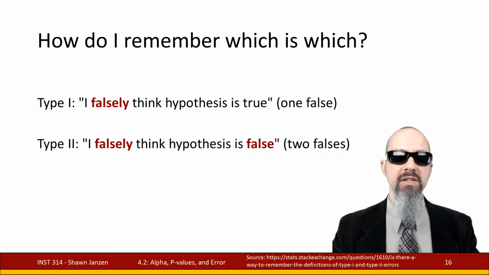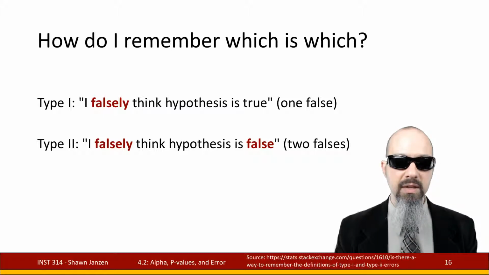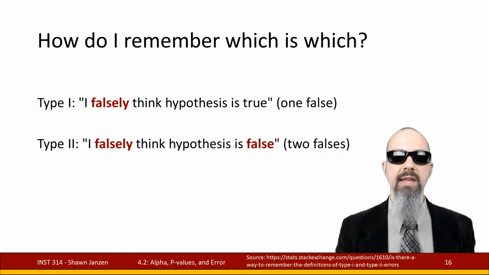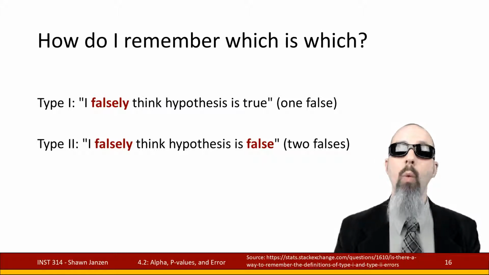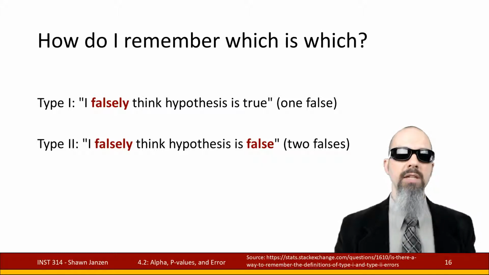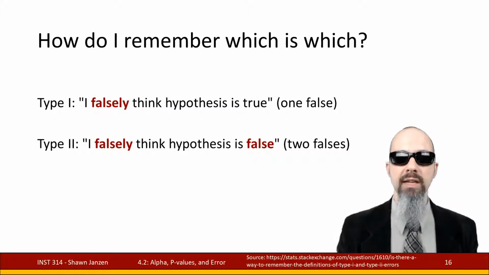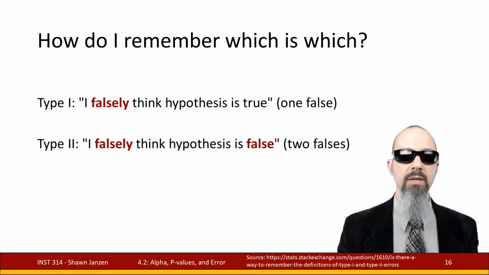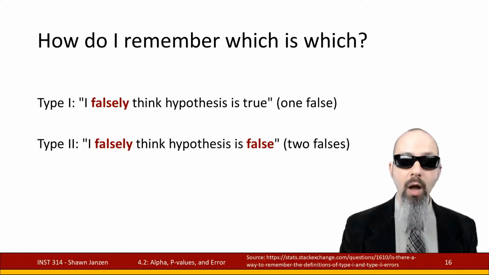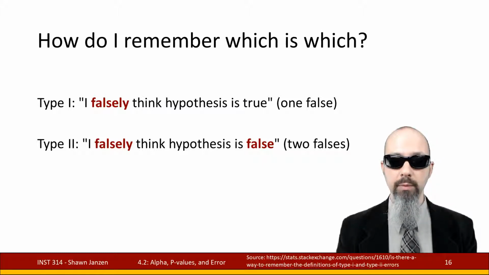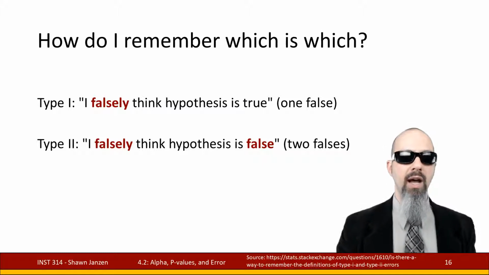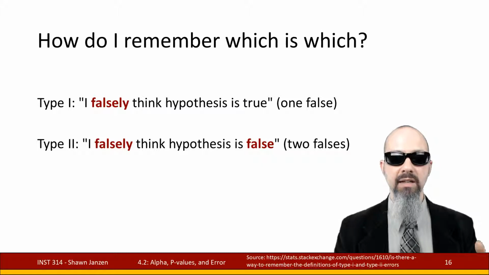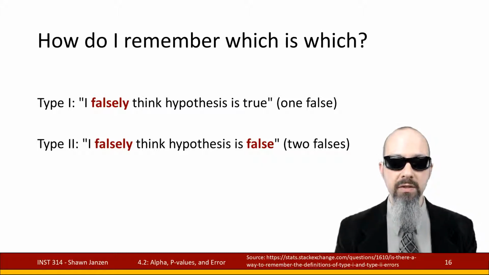And we're going to do these in terms of negative statements. Type 1, we can use the statement, I falsely think the hypothesis is true. 1 false. Type 2 can say, I falsely think the hypothesis is false. 2 falses, right? So in type 1, I was wrong to think the hypothesis is true. And the second one, I falsely think the hypothesis is false. 2 falses help keep them apart.